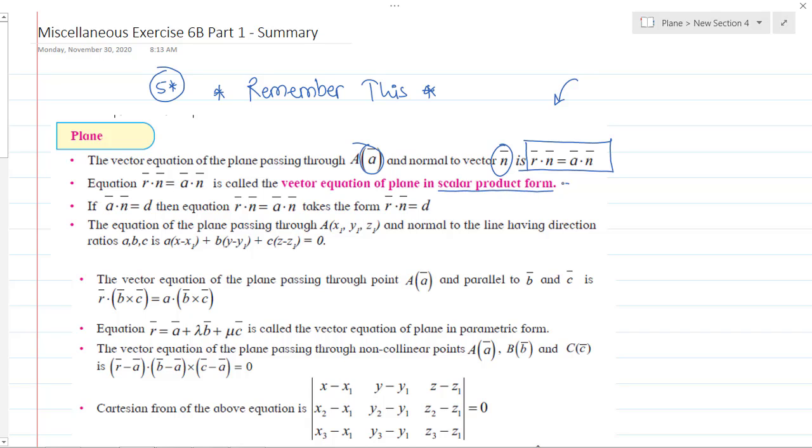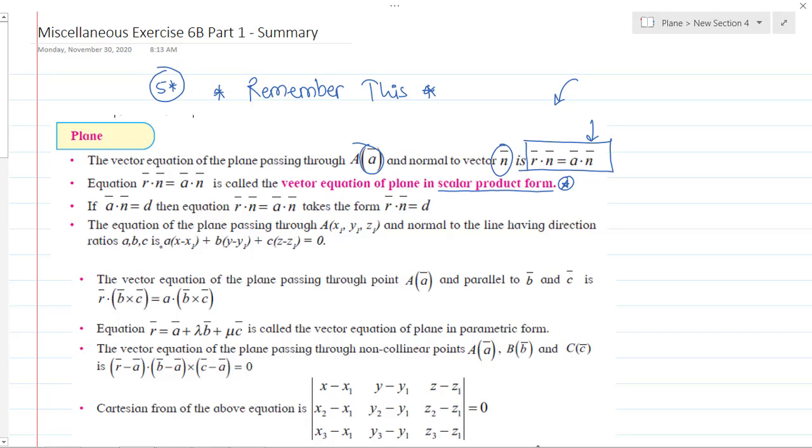Understand or remember these forms because the question may be like this: find the scalar product form of the plane. Then you have to write down this equation only. You will not get the answer with another equation. So you have to remember it in that way.